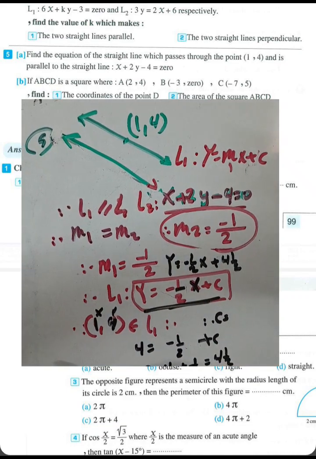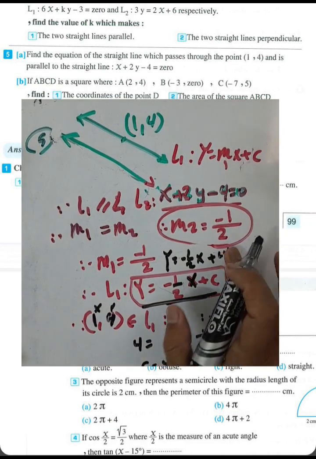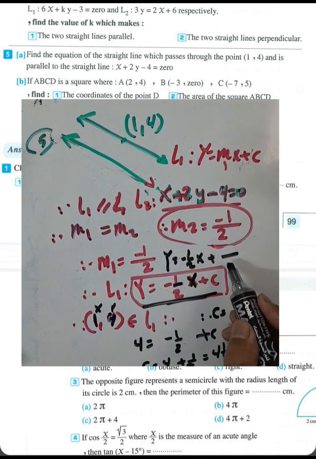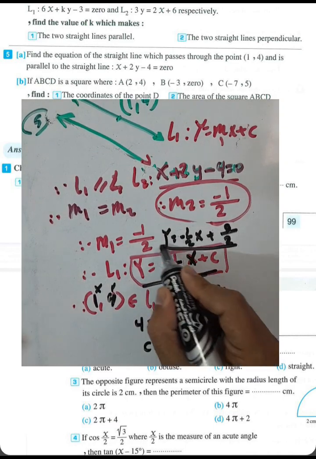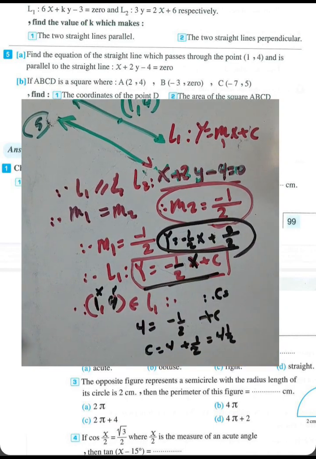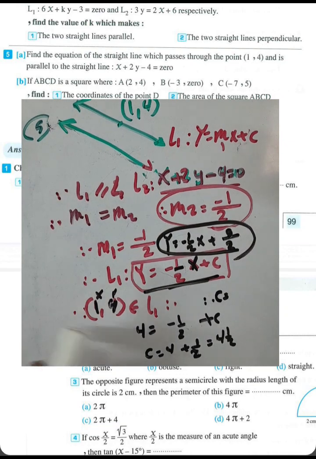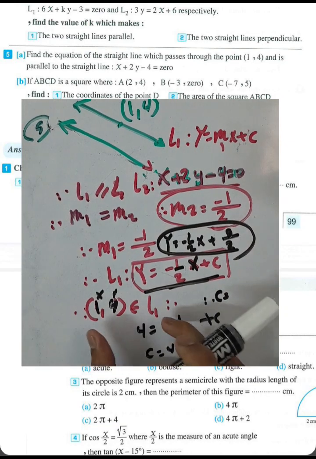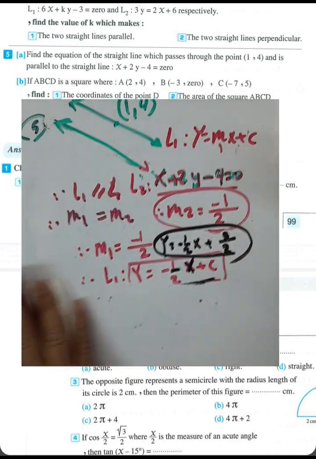The equation of the straight line here. And then you can convert 4 and a half: write 2 in the denominator, 2 times 4 equals 8, plus 1 equals 9. The equation of the straight line is y equals negative half x plus 9 over 2. Because this point satisfies this equation, we can put x equals 1 and y equals 4. Next question.